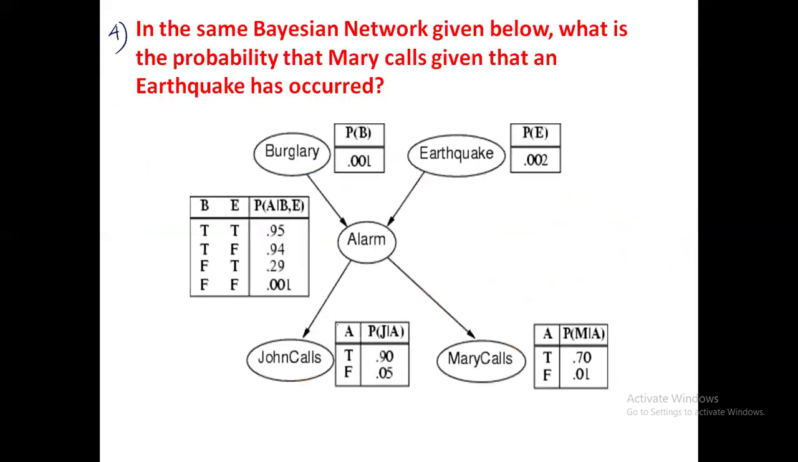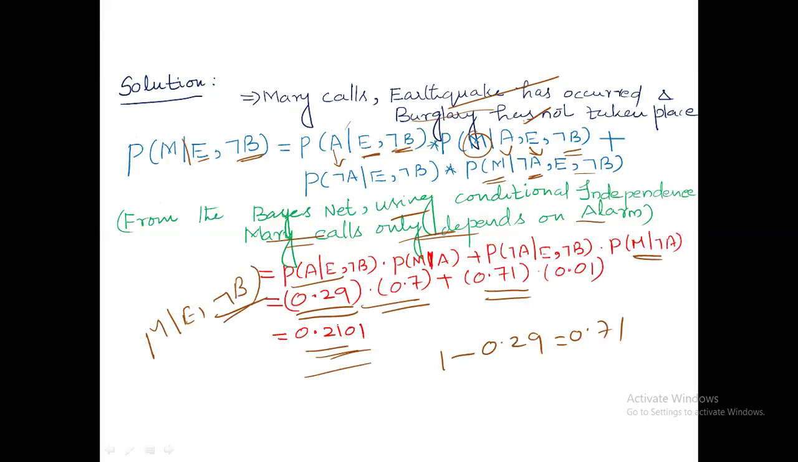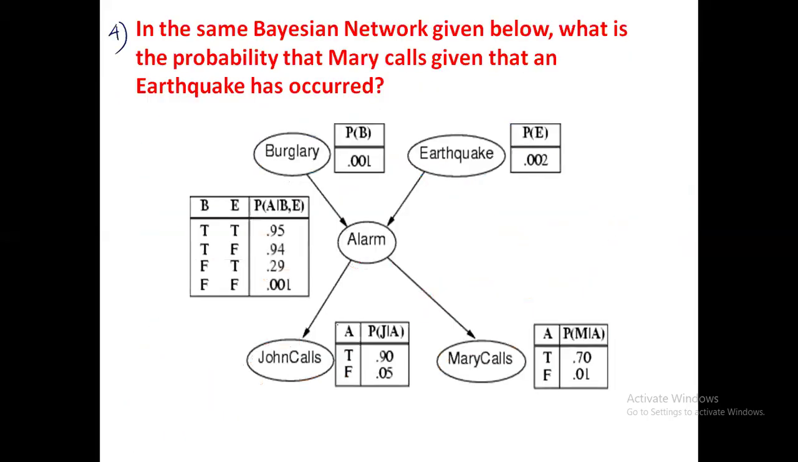So the next problem is, in the Bayesian network given below, what is the probability that Mary calls given an earthquake has occurred? In this problem, the earthquake has occurred, but it is not specified whether the burglary had happened or not. This we should know. What is the probability of Mary calls given that an earthquake has occurred?